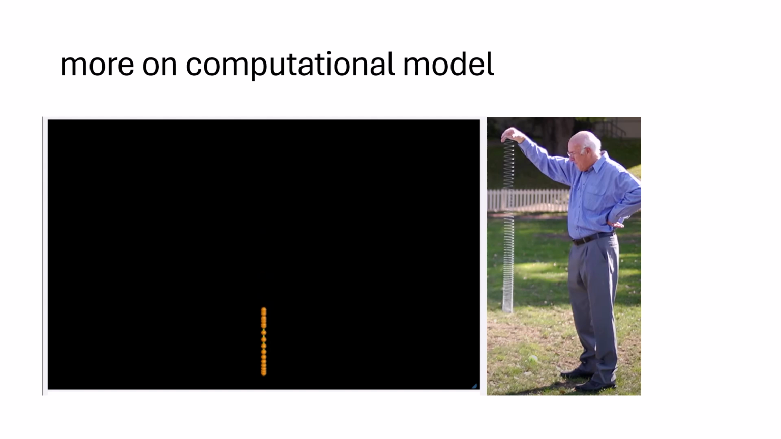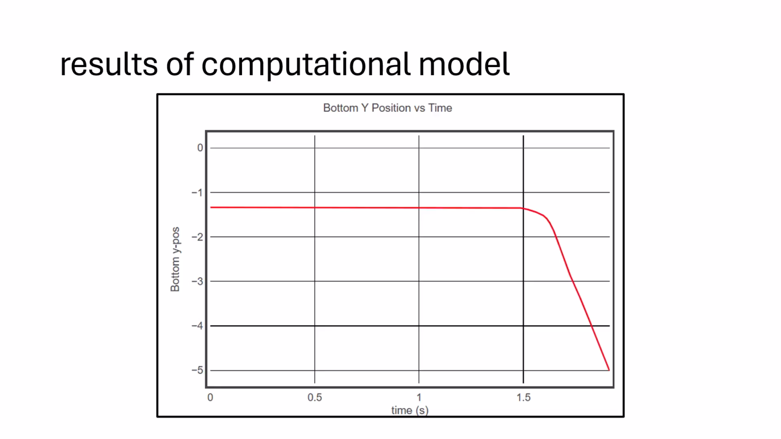This is a quick video which demonstrates how the computational model emulates real life. Here, the bottom of the slinky stays stationary whilst the top begins to fall down. This is a graph of the results from the computational model. Here, the bottom of the spring remains stationary over time. It then begins to accelerate downwards under the influence of gravity after roughly 1.5 seconds.